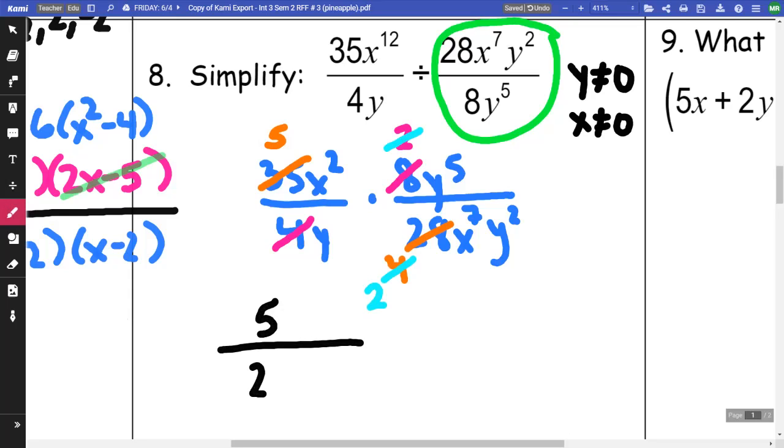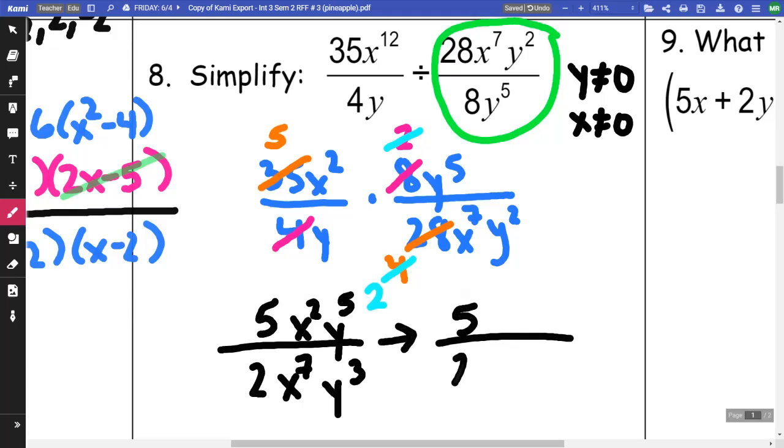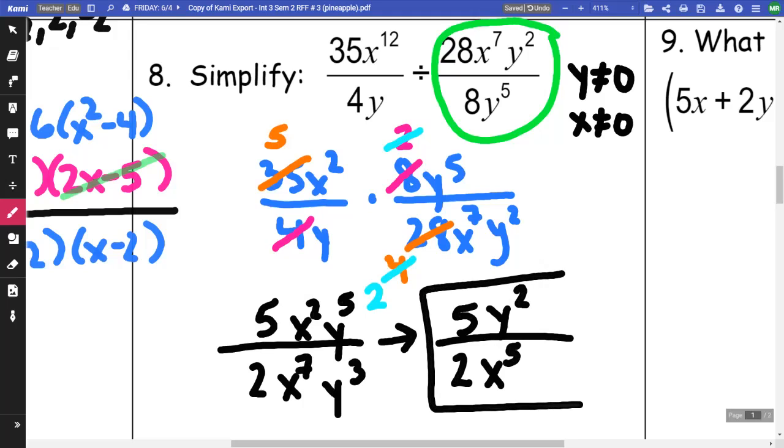And then let me clean up the x's and the y's, and I'm going to simplify. So on top right now, I'm going to have an x squared y to the 5th. On bottom, I'm going to have an x to the 7th, and then a y and a y squared is a y to the 3rd. Now, I can clean this up. My x to the 2nd over x to the 7th, 2 of them can cross off from top and bottom, leaving me with x to the 5th on bottom. My y to the 5th over y to the 3rd, 3 of the y's can cancel, leaving me with y squared on top, and that's my answer.